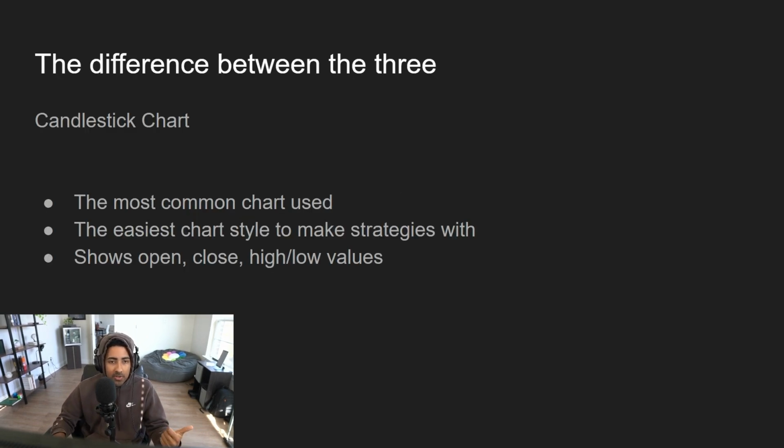First things first, there's three main charts that people use: bar chart, line chart, and candlestick chart. Today, we're going to go over the candlestick chart and how to use it successfully, and how to know specifically what the candle looks like, what it's doing, and why it's doing it. It's the most common chart used, and the easiest chart style to make a strategy with. It shows you the open, the high, the low, and the close values.